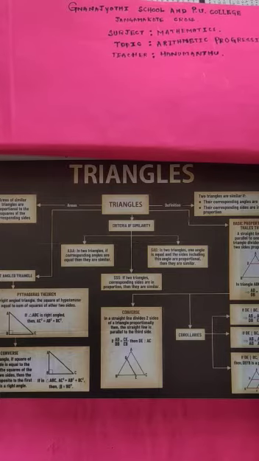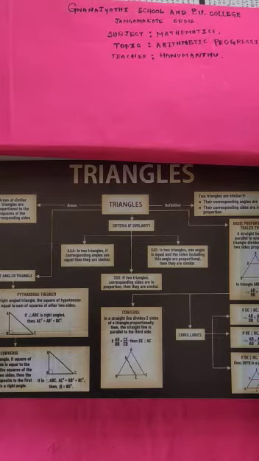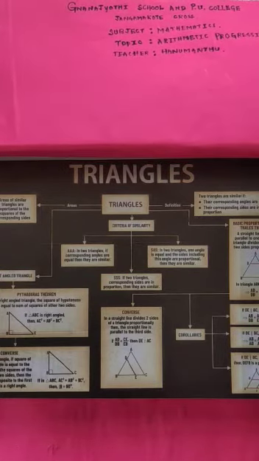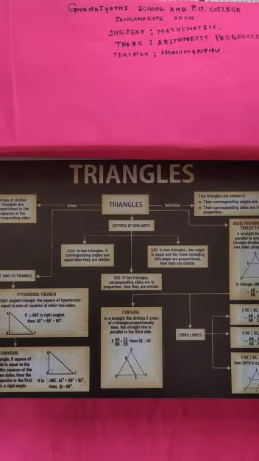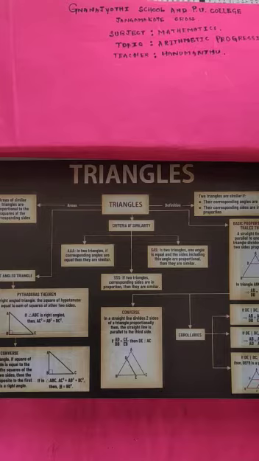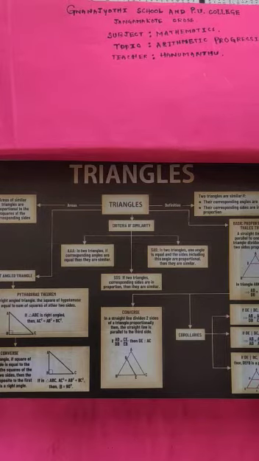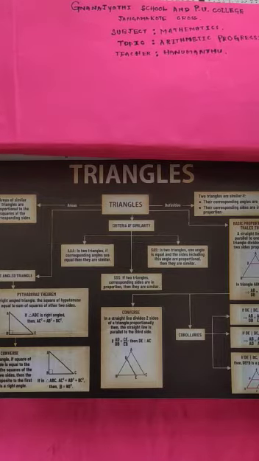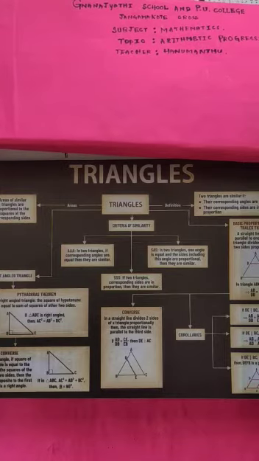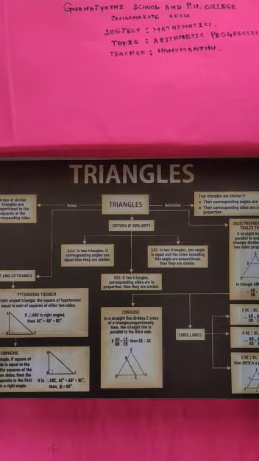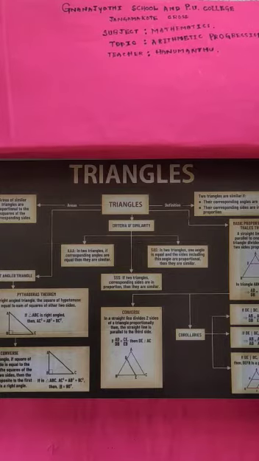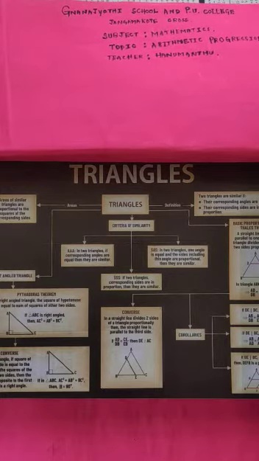So I want to conclude about the classification based on sides and angles. Based on their sides, the types of triangle can be classified into three groups: equilateral, isosceles, and scalene. And classification based on their angles: the first is acute angle triangle, the second is right angle triangle, and the third type is obtuse angle triangle. So that is our basic properties of triangles, types and elements of triangle.